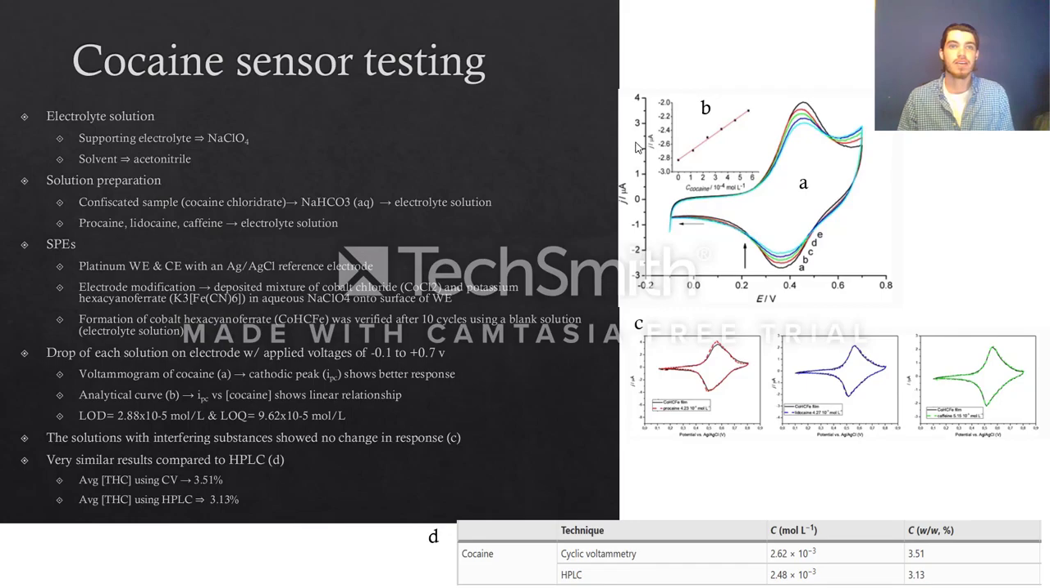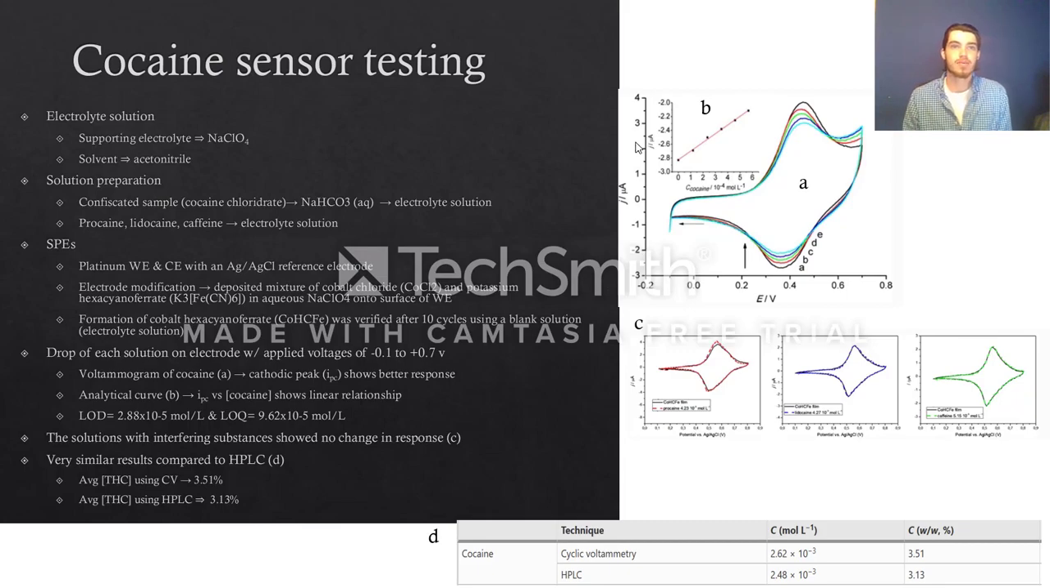The graphs in graph A of the cocaine solution demonstrated the cathodic peak showed a better response proportional to the presence of cocaine. The analytical curve in graph B obtained from plotting the cathodic current versus cocaine concentrations also showed a linear relationship between current peaks and cocaine concentrations, which can be explained by the interaction between the cocaine molecules and the cobalt ions in the hexacyanoferrate film, where the drug is consumed, causing both anodic and cathodic peaks to decrease.